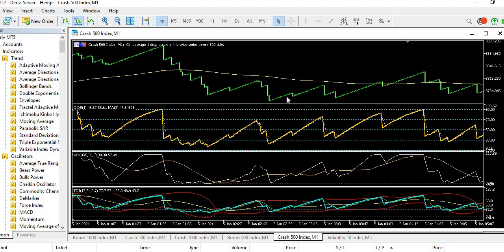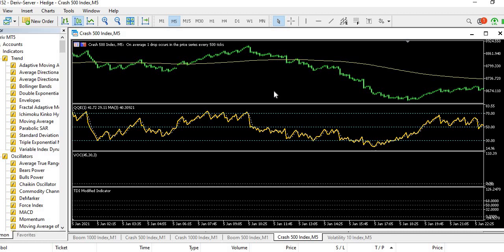Okay guys, so this is it for this tutorial. You can use it on Boom and Crash, and you can use it on indices. I've not tried it on currency pairs. You're free to test any and then give us feedback.